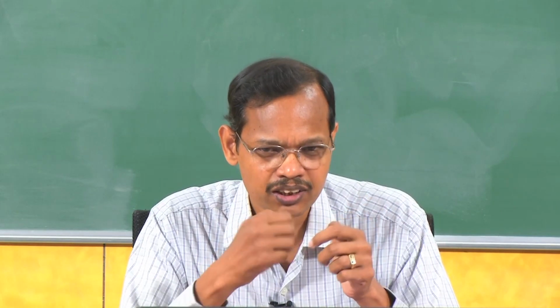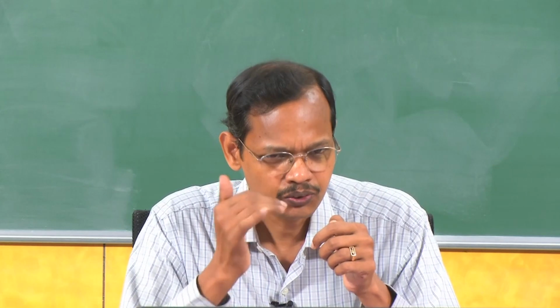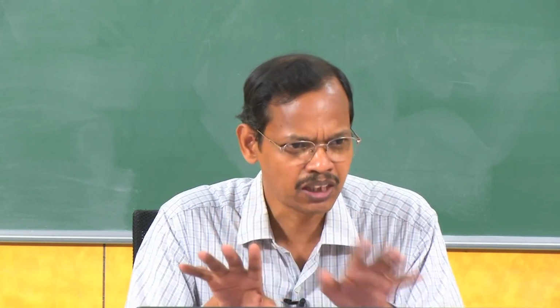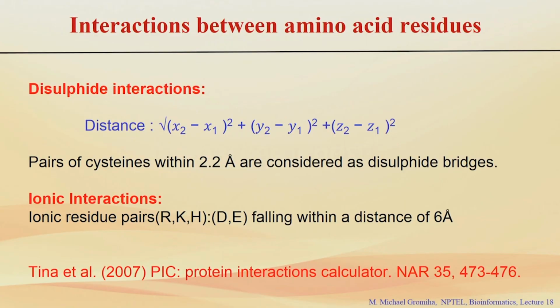Instead of doing the complete calculations, you can identify the residues or residue pairs which are involved in any specific type of interactions. For example, in the case of disulfide, here you take the distance. How to calculate the distance? Square root of (x2 minus x1) the whole square plus (y2 minus y1) the whole square plus (z2 minus z1) the whole square. So, you can calculate the distance.